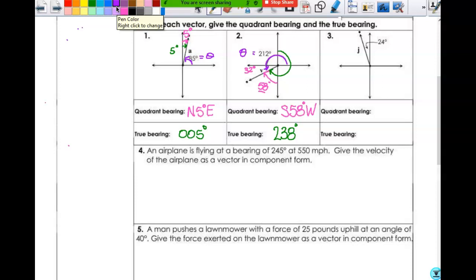All right. So for number 3, they did not give me theta. Theta starts here, it's 0, and goes to here. They gave me this part, which is 24. So if I want theta, I'm going to have to take that 24 and add that 90 to it, and that would give me 114. Okay.